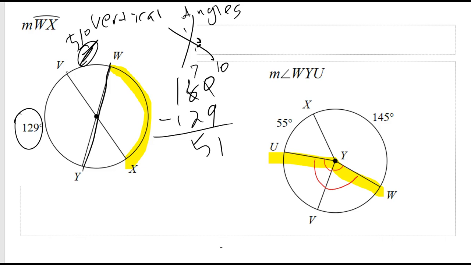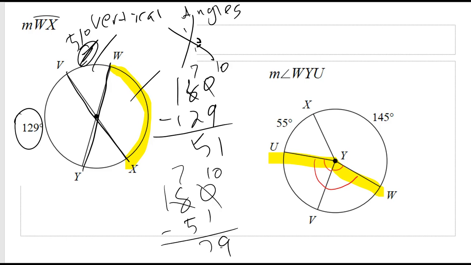Okay, so if this is 51, this V to X is also a diameter, which means that this one and this one have to add up to 180. Okay, so let's take 180 minus 51. Cross that off. That's 7, that's 10, 9, 2, and then we still have the 1. So it means, again, it's also 129.